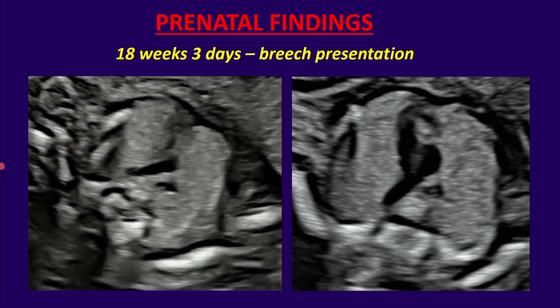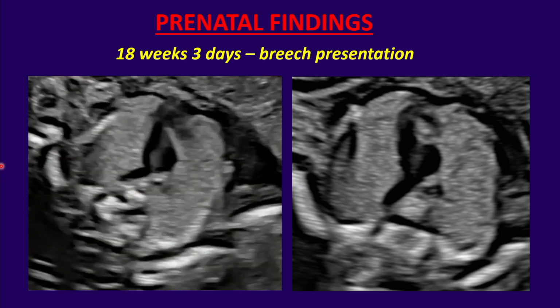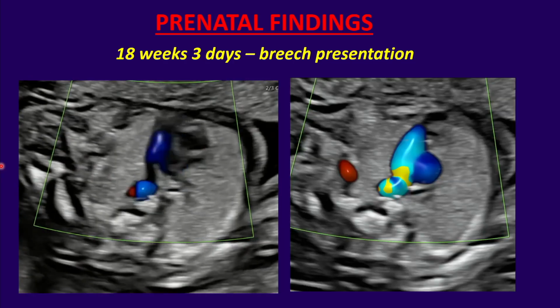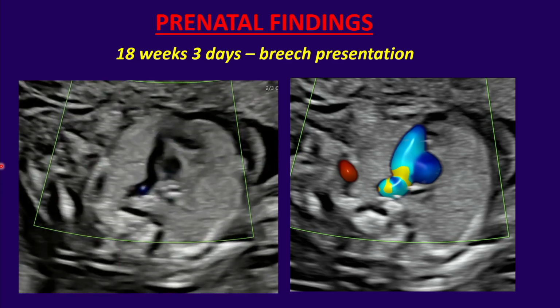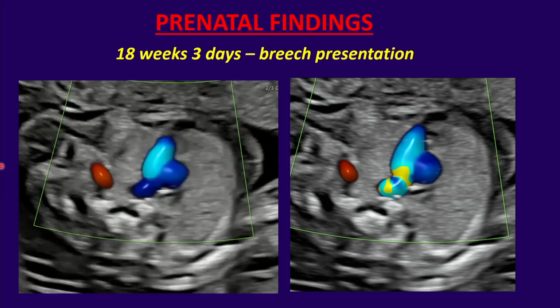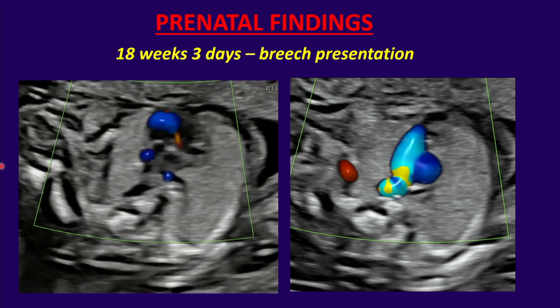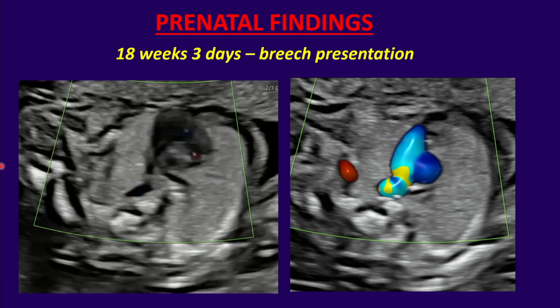Well, let's think about that. We probably need more information. Let's add color. Normal or abnormal? What's missing on this 3 vessel and trachea view? Okay.